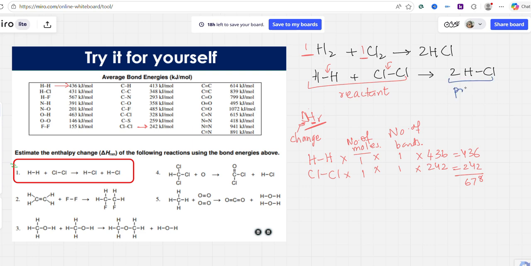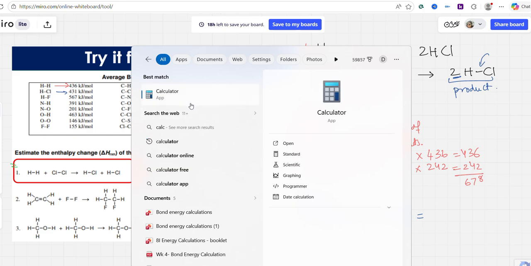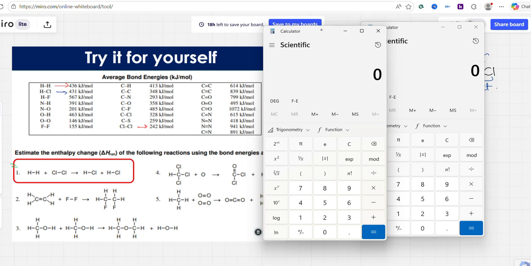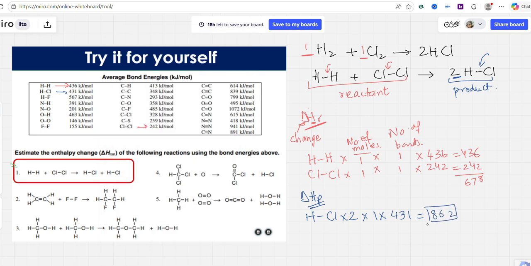Okay, then this part of the equation after the arrow is the product side, right? So over here we'll do delta HP, so we will do HCl. The bigger number is 2 written here, so we will write 2. Now how many times is this bond repeated? It's 1 time, so we will write 1. Then we will write HCl, that is 431, so we will multiply it by 431, using a calculator. Okay, so 431 multiplied by 2 is 862. This is delta HP.